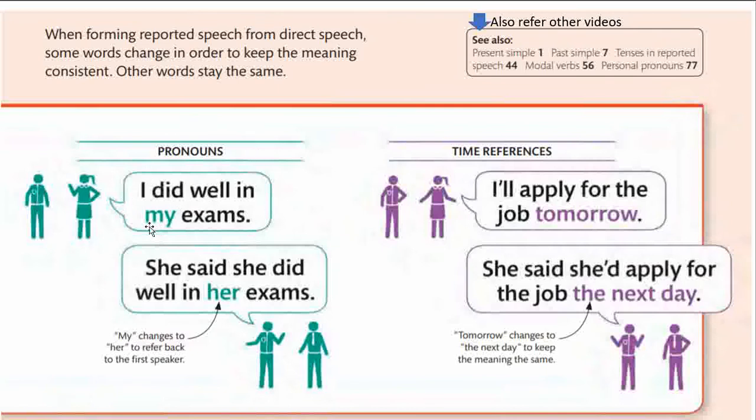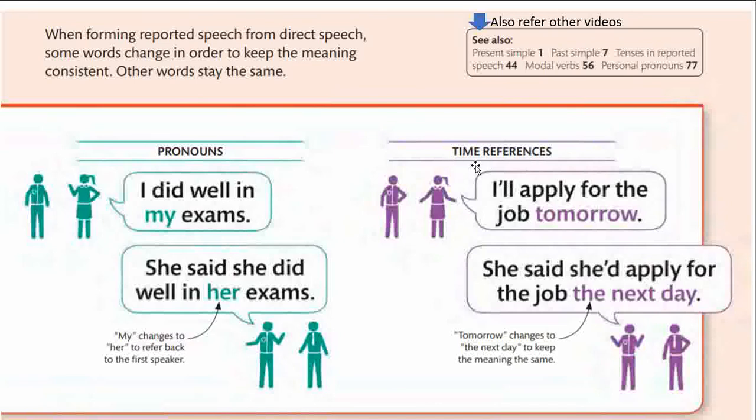I did well in my exams. Now the person who spoke, she said "my". Now when you're reporting, you cannot say "my" because those were not your exams. So you will say, she said she did well in her exams. "My" changes to "her" to refer back to the speaker who said it.